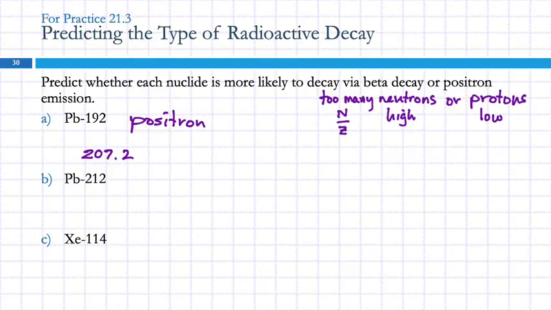How about lead 212? Well, we already established that the stable mass for lead is about 207. They've got the same number of protons. So this one has more neutrons, right? That's what makes it heavier. So too many neutrons is going to be beta decay.